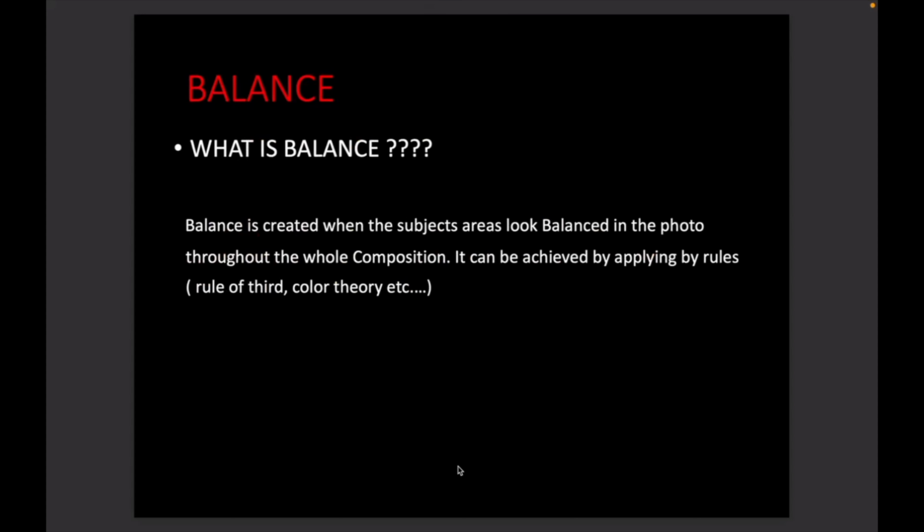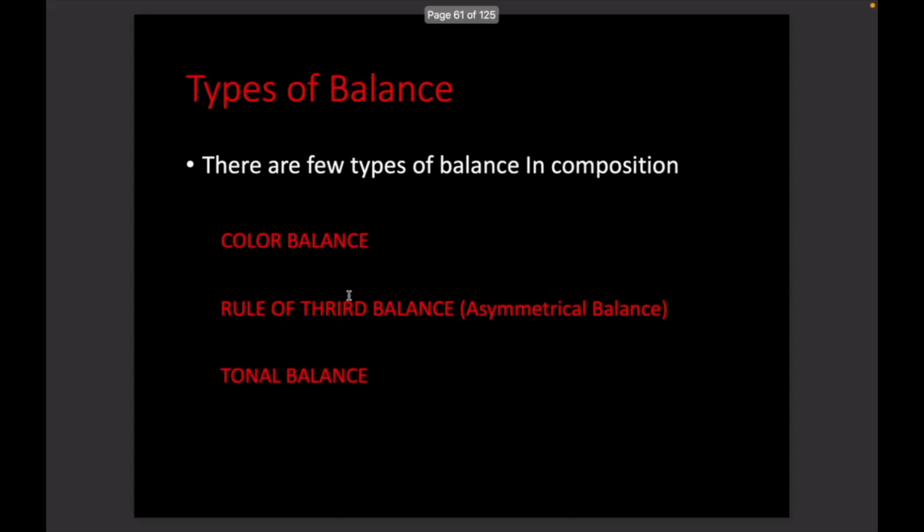No, in terms of photography, balance means the subject areas look balanced in the photo throughout the composition. How can you achieve balance? By applying the rule of thirds or color theory. There are a few types of balance in your composition, like color balance. Try to take a picture which looks color balanced, more harmonious. Second, you can achieve a balanced photo by applying the rule of thirds, which we have just learned in the first topic. And the third is tonal balance.